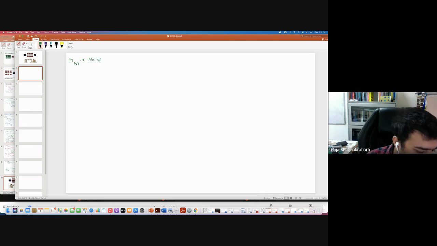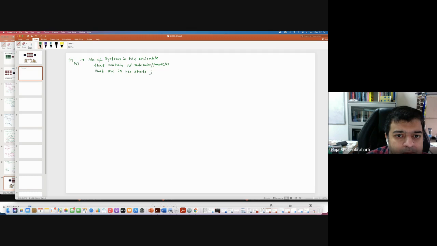number of systems in the ensemble that contain N molecules or N particles, what you want to call it, doesn't matter, that are in state J. Okay, so n_{N,j} is nothing but the number of systems in the ensemble that has capital N number of molecules, and these N molecules are in the state J, energy state J.